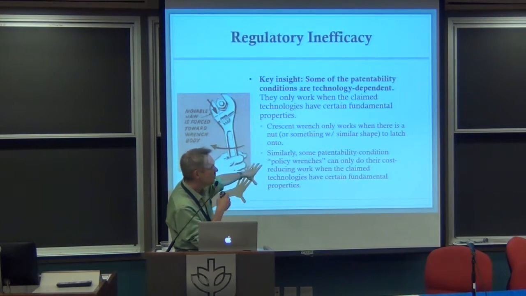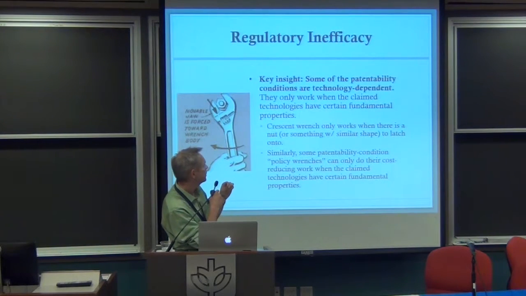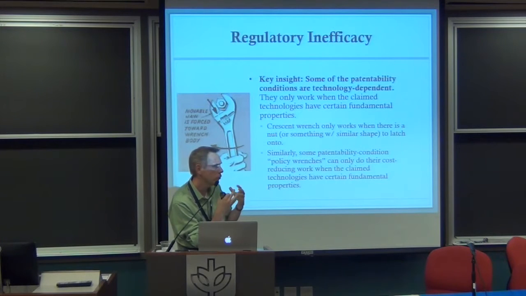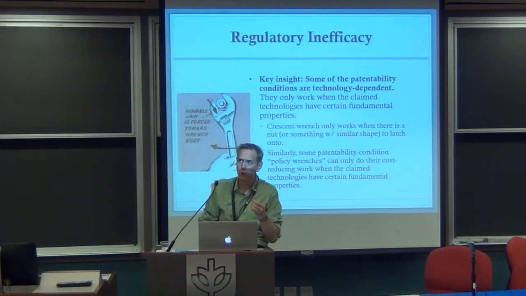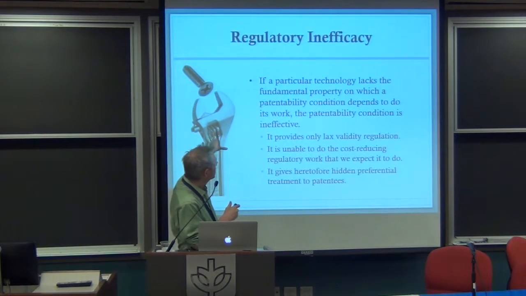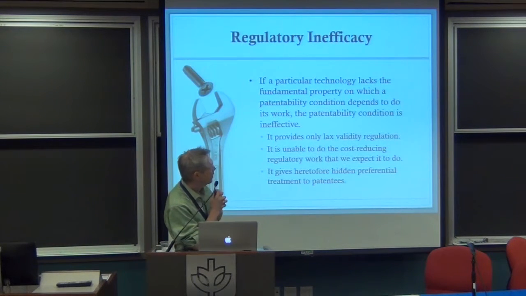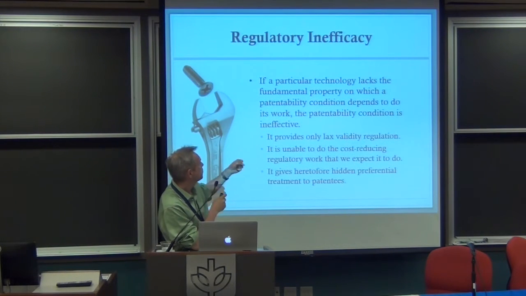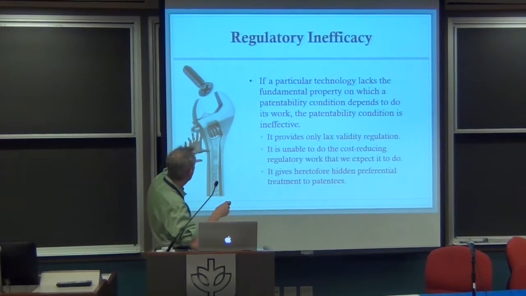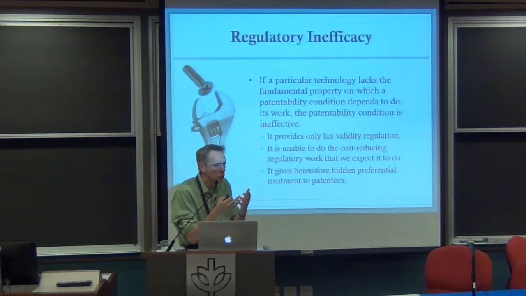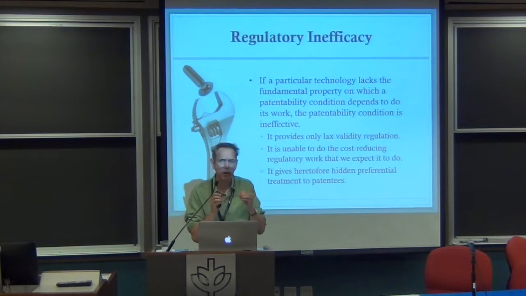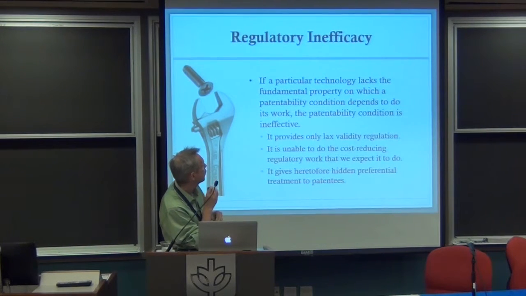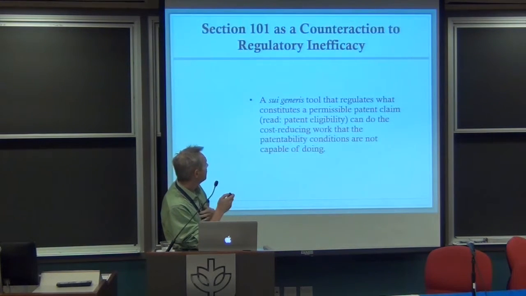to latch onto. Similarly, I'm going to be arguing that certain patentability conditions, sections 102, 312 of the Patent Act, can only do their cost-effective work when the claimed technologies have certain fundamental properties. When, in the wrench example, a particular technology lacks the property upon which a tool depends in order to be able to do its work. If you try to bring a crescent wrench to bear on a screw, the wrench is going to be ineffective. In the same way, when you try to bring a patentability condition to bear on certain technologies that lack the properties of a spatial technology, those patentability conditions are going to be ineffective as well.